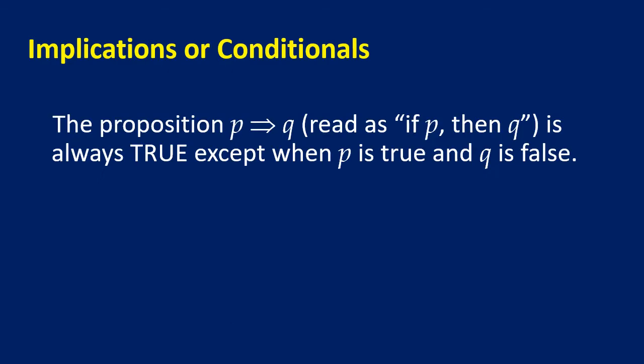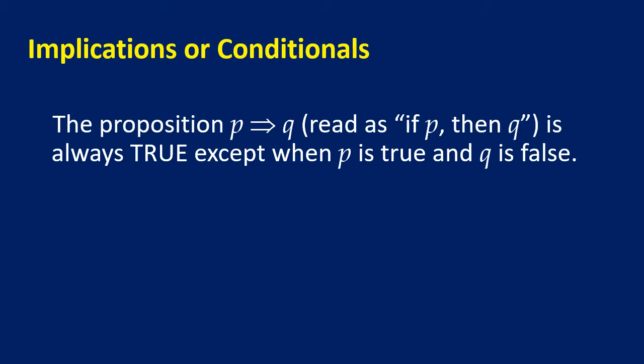Next, let's look at implications or conditionals. This is read, if P, then Q. The proposition, if P, then Q, is always true. So remember, for the other connectives that we discussed, we're always telling you when it is true. We're just giving you the conditions for it to be true.